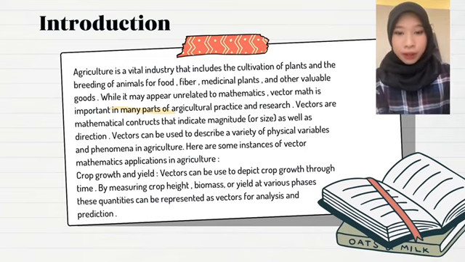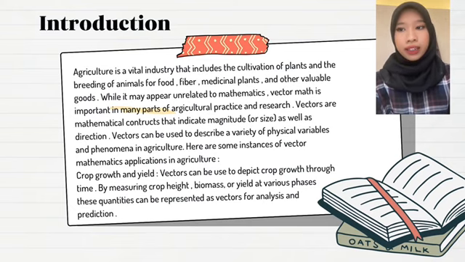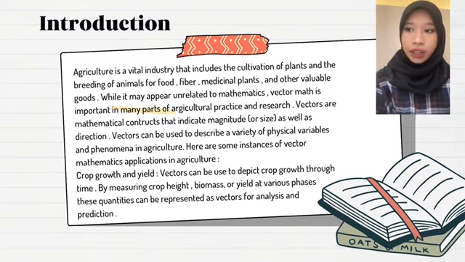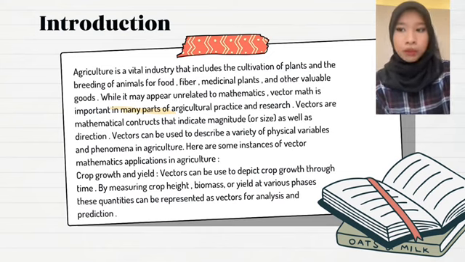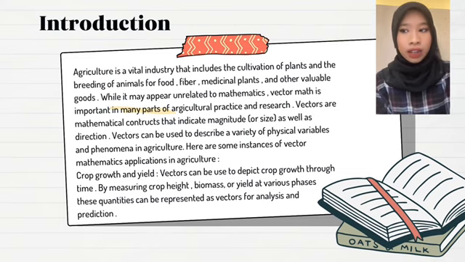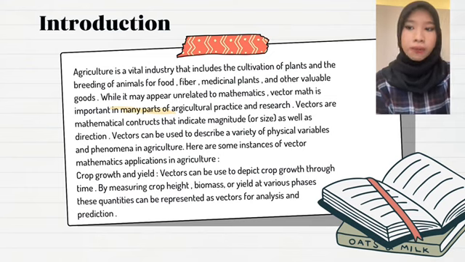In this page, I will explain the introduction of agriculture. Agriculture is a vital industry that includes the cultivation of plants and the breeding of animals for food, fiber, medicinal plants, and other valuable goods. While it may appear unrelated to mathematics, vector math is important in many parts of agricultural practice and research. Vectors are mathematical constructs that indicate magnitude, or size, as well as direction. Vectors can be used to describe a variety of physical variables and phenomena in agriculture. Here are some instances of vector mathematical application in agriculture.